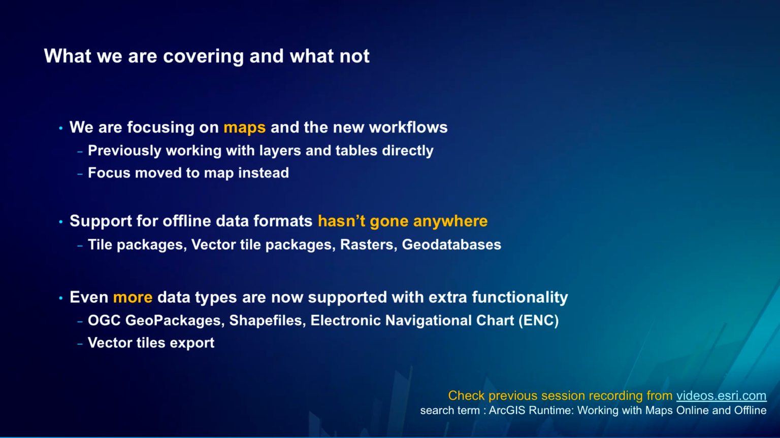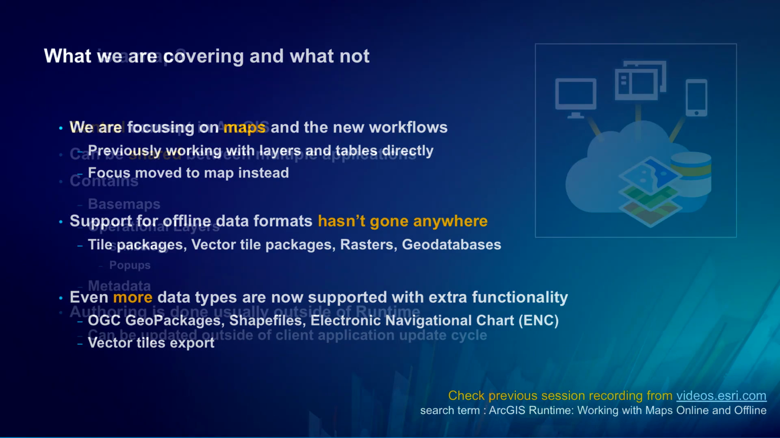And in fact, we continue to add more and more layers that work disconnected. In the 100 series of Runtime, we've added things like geo packages and shape files and ENC, which is a nautical charting format. And this capability to work with these disconnected data sets as layers continues to grow in the Runtime, and all of that's there. We're just not going to concentrate on it this morning. So as I said, what we're going to spend our time on is looking at maps and offline map workflows.